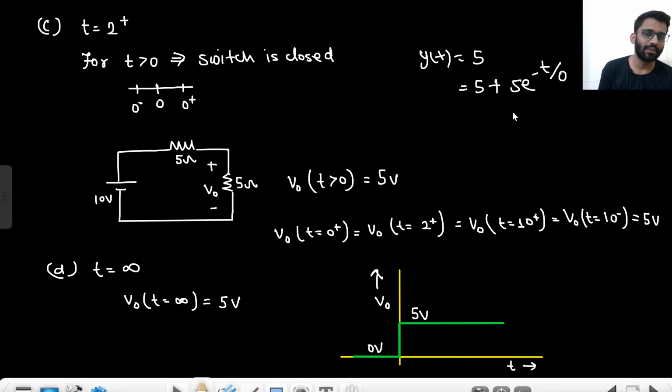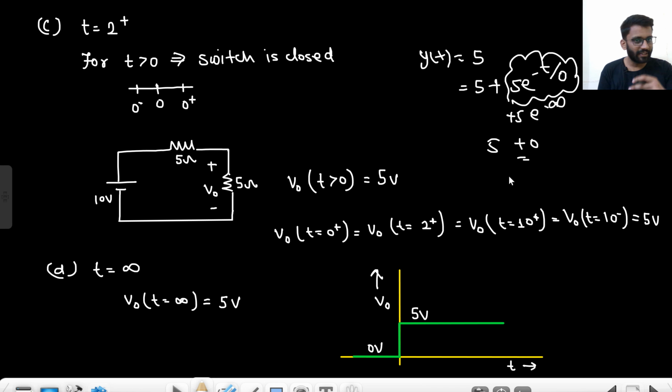So if the value of tau is 0, it will be e to the power minus infinity. So that will go down to 0. So it is actually y(t) equals to 5 volt only. There is no transient part. Immediately it is settling to its final value, just as you close the switch. So it is taking no time to reach the final value. So the time constant is 0.